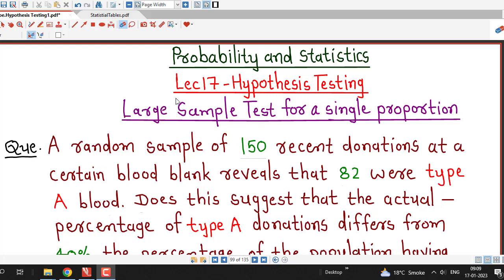Hello friends, I welcome you in lecture number 17 on hypothesis testing. In this lecture also we will discuss one question related to large sample test for a population proportion.